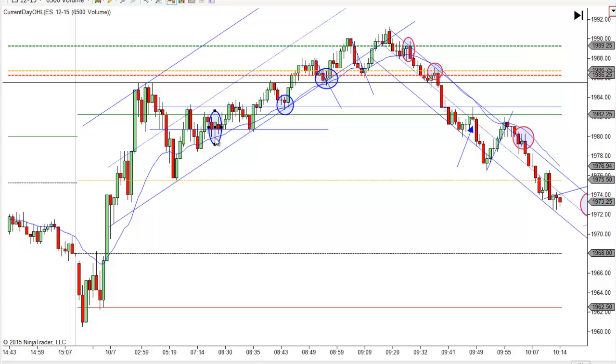But when you get the failed second entry short, that's where you want to go long. So notice the new low. You pull back first entry, pull back second entry, and look at that little reversal bar. Just go long right there. That was a pretty nice entry. It took a minute to get going.